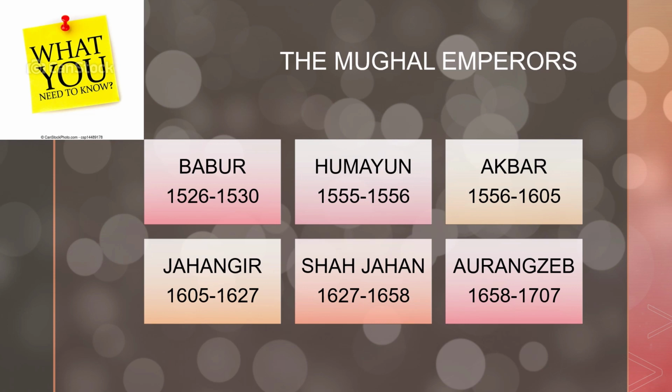Jahangir, 1605 to 1627. His wife, Nur Jahan, also plays an important role in his administration. Shah Jahan, 1627 to 1658. We all know that Shah Jahan was famous for building the Taj Mahal with thousands of workers. But did you know he was also imprisoned for life after his son Aurangzeb killed his other three sons? Aurangzeb, 1658 to 1707. He was the last ever Mughal emperor.